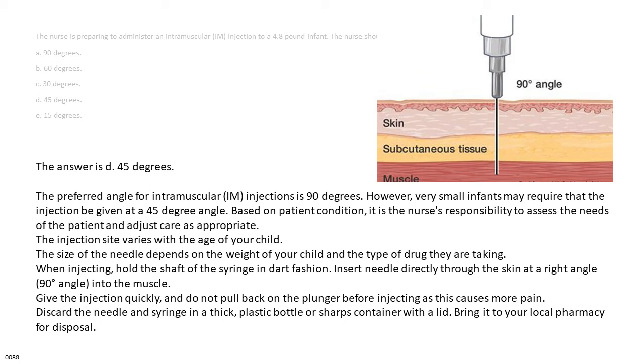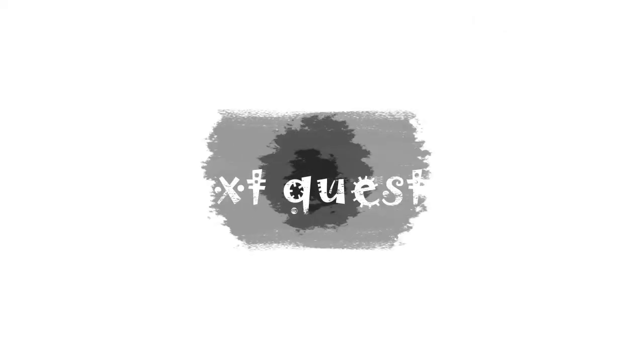The size of the needle depends on the weight of your child and the type of drug they are taking. When injecting, hold the shaft of the syringe in dart fashion. Insert the needle directly through the skin at a right angle, 90 degrees, into the muscle. Give the injection quickly, and do not pull back on the plunger before injecting as this causes more pain. Discard the needle and syringe in a thick, plastic bottle or Sharps container with a lid. Bring it to your local pharmacy for disposal.